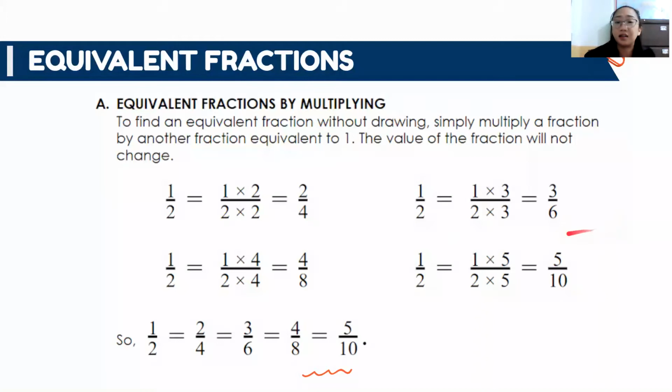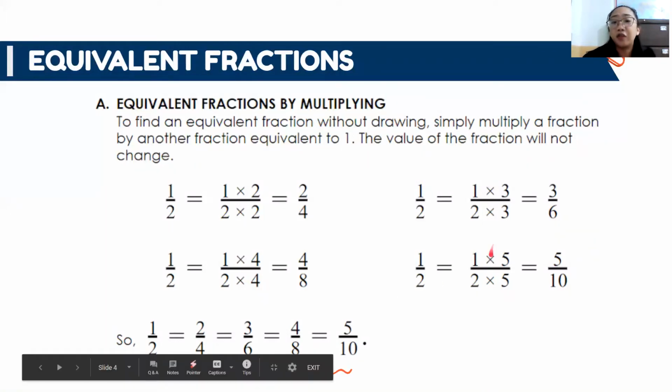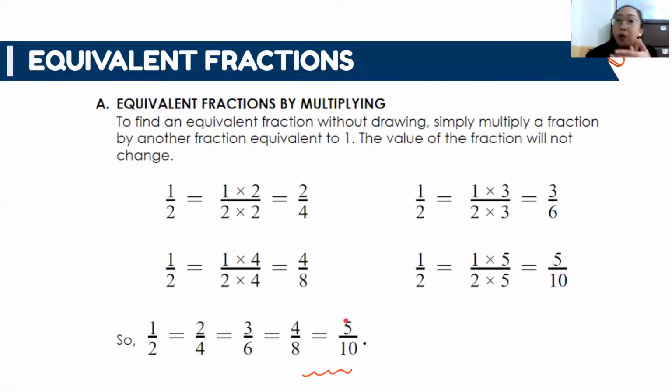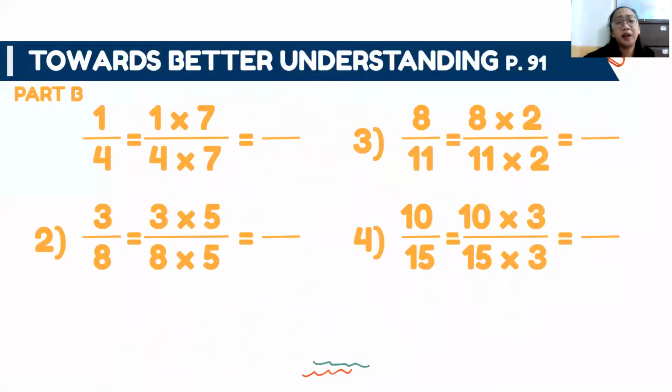3/6 is also half. In the same way, when I multiply 1/2 by 5 over 5, I get 5/10, and 5/10 is also half. This is also 1/2. So 1/2 is just the same as 2/4 and 3/6 and 4/8 and 5/10. They all represent a half of a whole. So in your book, please turn to page 91 and let us do part B together for better understanding.